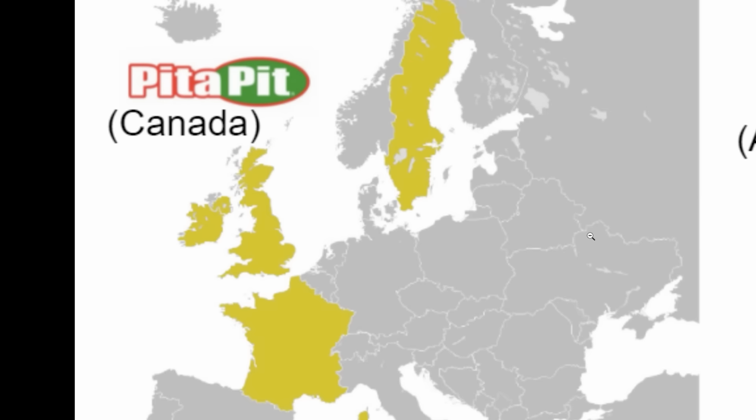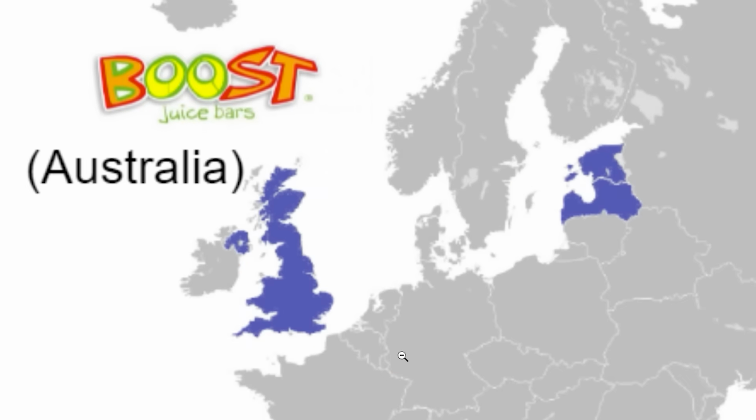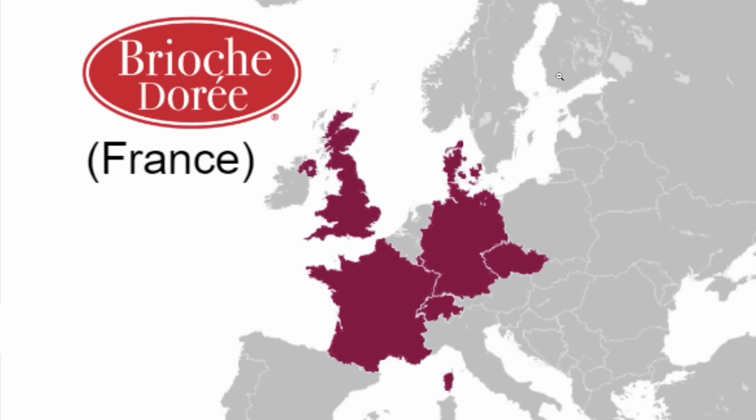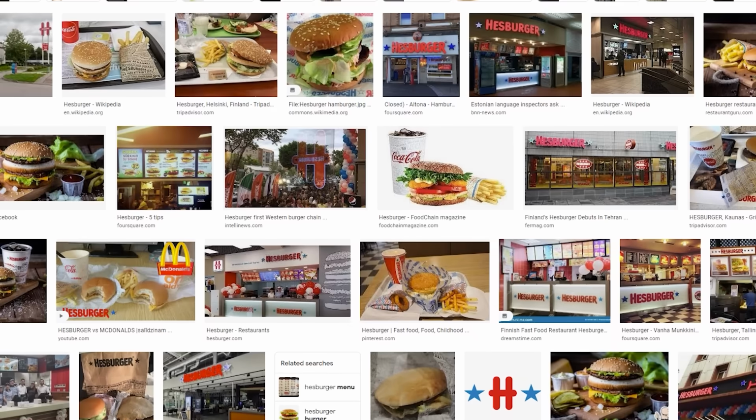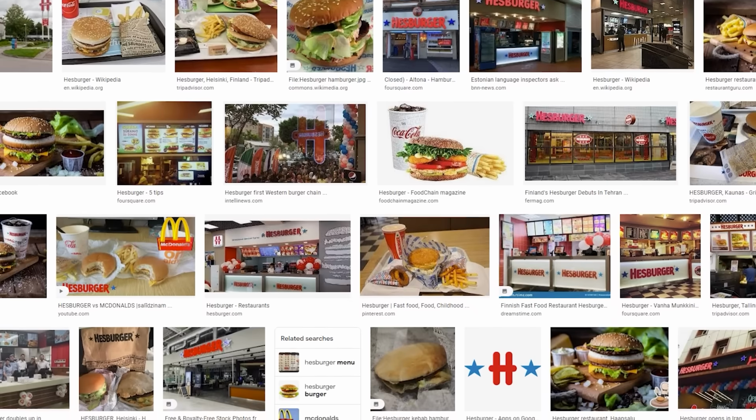Canada has something else besides Tim Hortons. What is this? And there's Boost out of Australia. Of course, France with some fancy French stuff. It just looks like it. Finally, there's Finland with Hesburger, which has almost completely taken over Eastern Europe. I think this is just Finnish McDonald's, basically. Apparently, the biggest fast food chain that is not US owned is Greggs out of the UK, though.